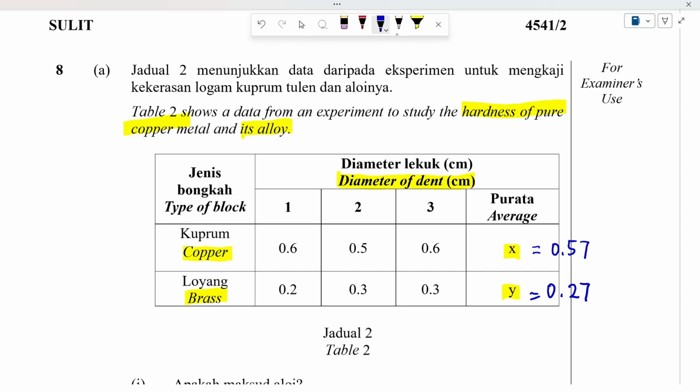Okay, now which one is harder? Which one is harder? The second one, the brass, is harder because the dent is smaller. It is made by the steel ball, right? Then the dent is smaller, it means it is harder.